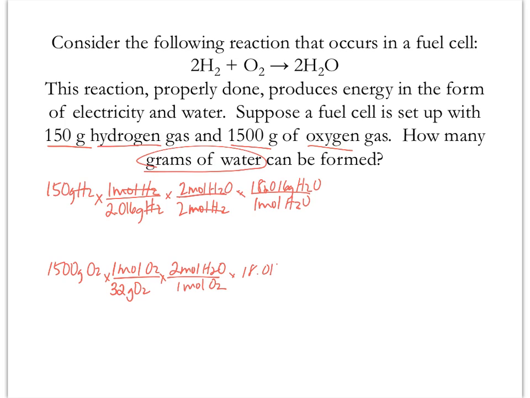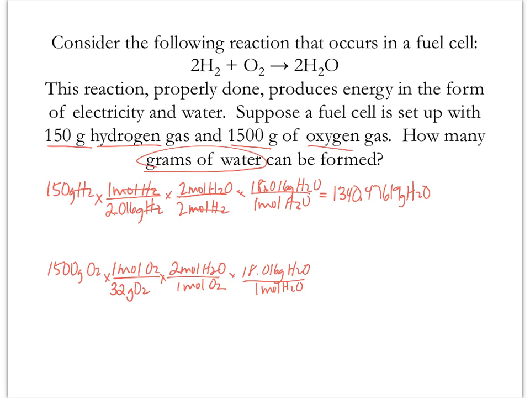Take it to grams of water. And we plug our numbers in. So 150 divided by 2.016 times 2 over 2 times 18.016. And that gets us 1340.47619 grams of water, which we don't have to worry about sig figs yet.